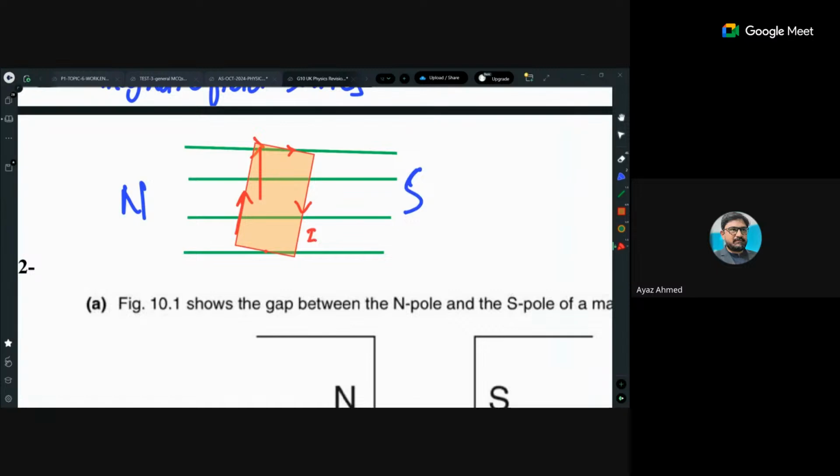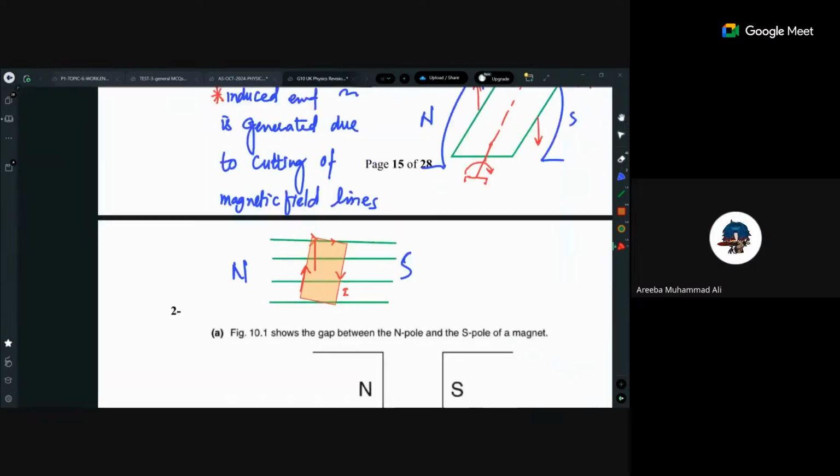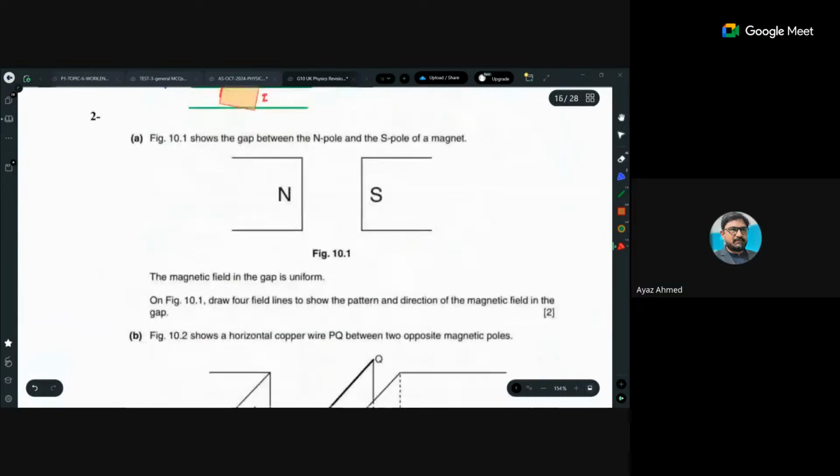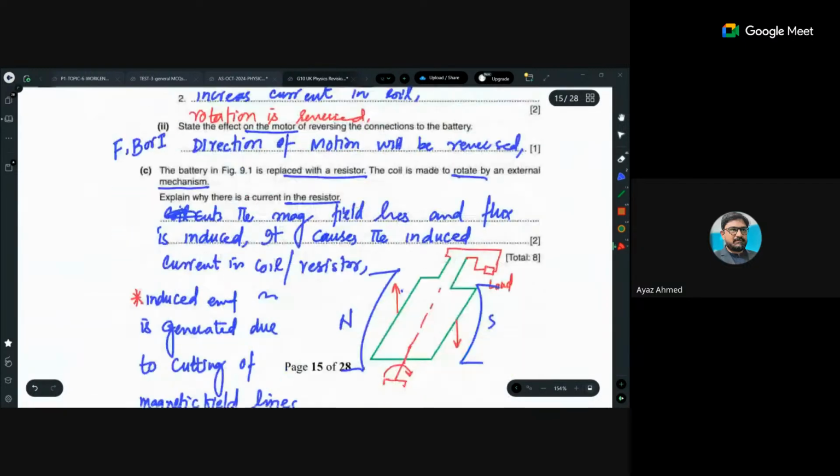Now is it clear? Yes, sir. Now it's clear. Good. So you have to write in this way. Is this clear? Or should I move to the next question?